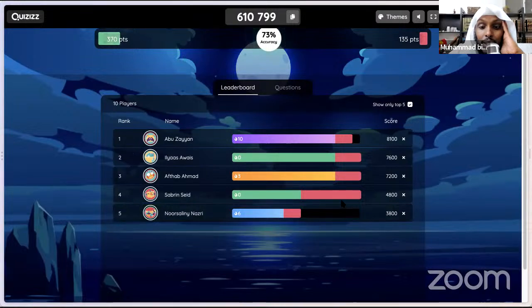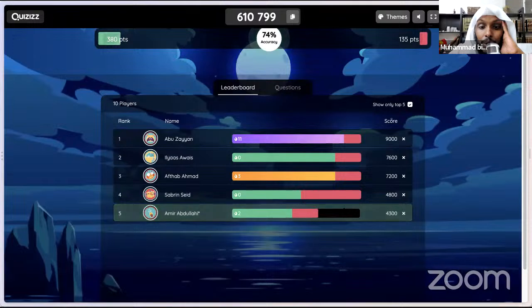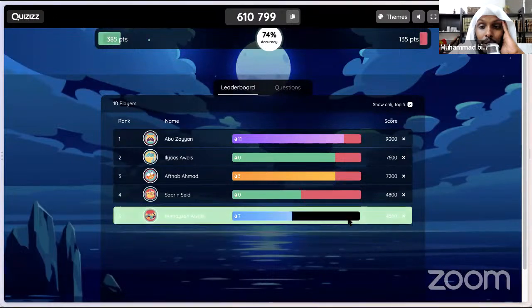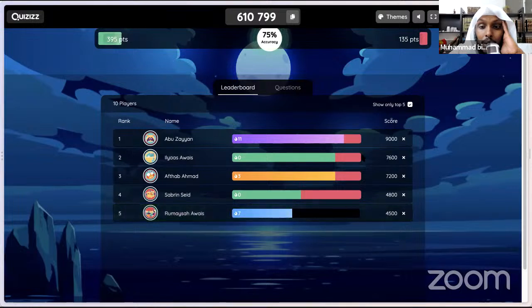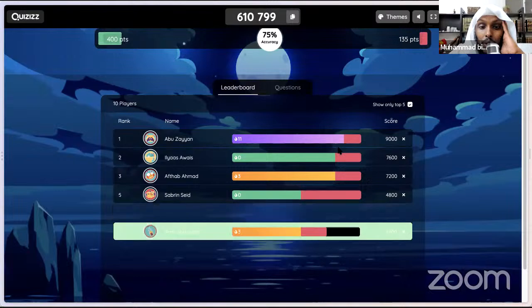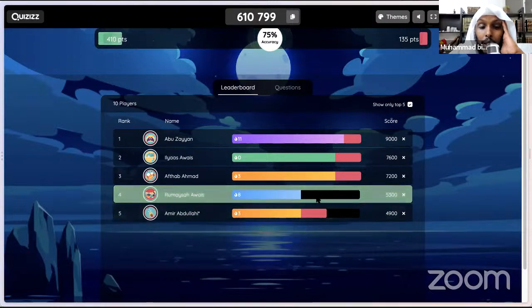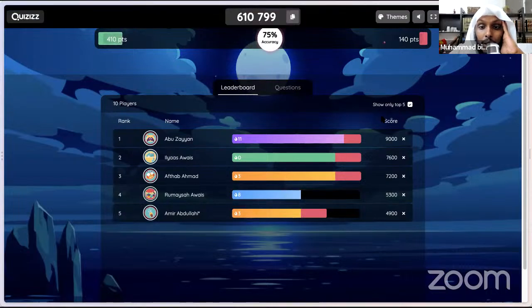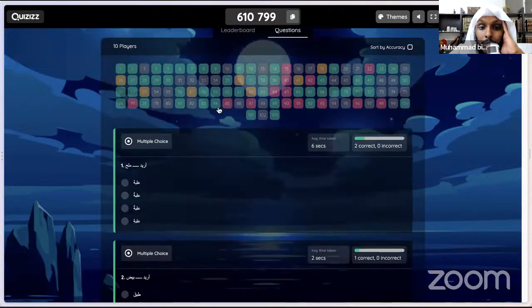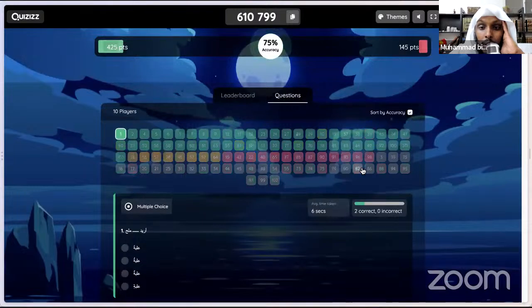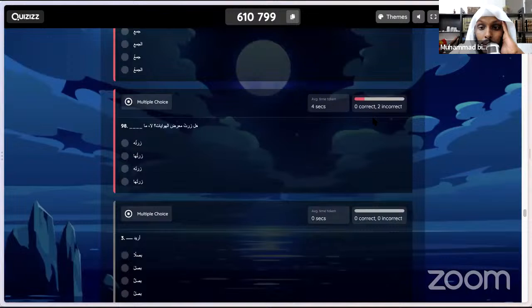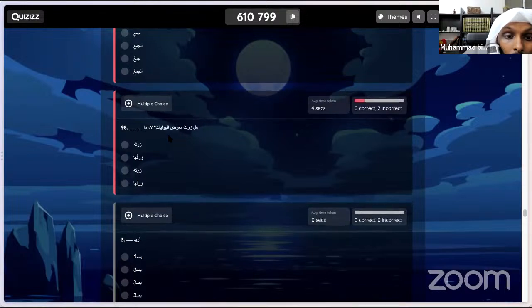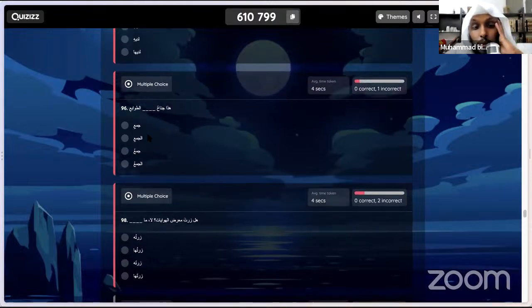Nur Salini joined the race. Still has a lot of questions to answer though. Rumeisa, okay. So these 4 on the top there, they're done, but they can easily be overtaken by other people that still haven't answered. As you can see, quite a few people are still answering. Let's sort by accuracy. This one, 2 of you got it wrong. هل زرت معرض الهوايات؟ لا، ما زرته، not زرتها.